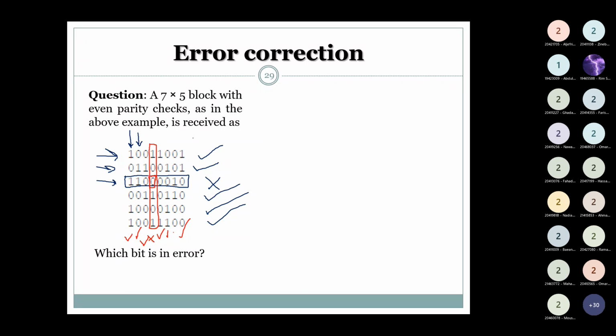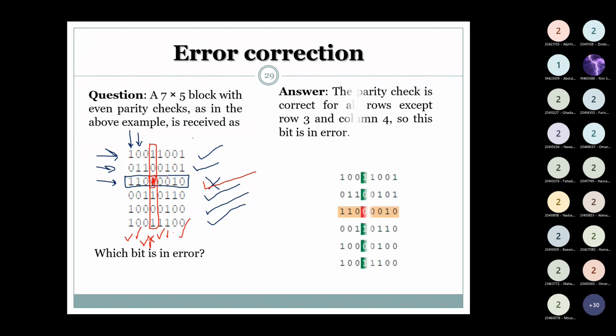Once I change this 0 to 1, I will get all columns and all rows valid. So let's check. Imagine that this is a 1 here. It is not a 0. This is a 1. So 1, 2, 3, 4 will be valid, and 1, 2, 3, 4 will be valid.